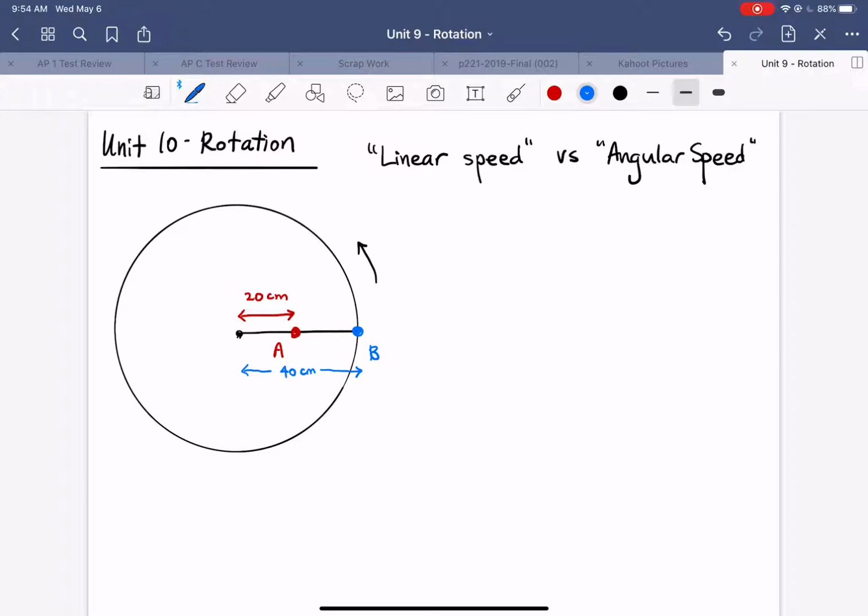Well, it turns out there are actually two different types of speeds that we can talk about here, and the answer to that question turns out to depend on which one we're talking about. All right, so let's start to look at this question. Let's say we rotate this thing around so that it makes one revolution in 10 seconds. So say 10 seconds per revolution here. All right, so what is the speed of particle A and particle B?